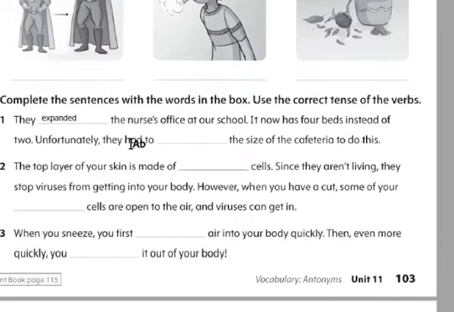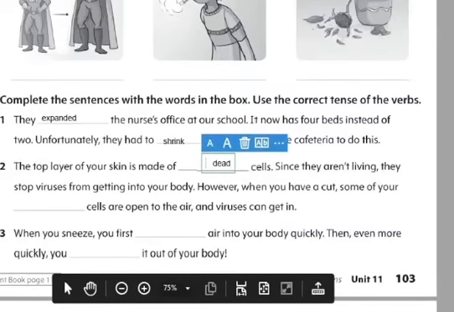Unfortunately they had to the size of the cafeteria to do this. So the opposite of expand, what do they have to do to the size? For sure the answer is shrink without ed because it's after to. Now number 2, the top layer of your skin is made of cells. Since they aren't living, not living. What is the meaning of not living? It's dead. And they stop viruses from getting into your body.